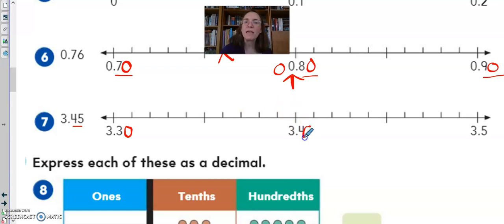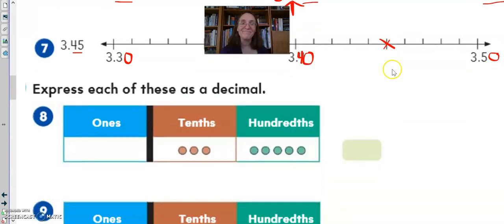Here we have 3 and 40/100ths. Sorry for writing over that. 3 and 4/10ths is the same as 3 and 40/100ths. And here we have 3 and 5/10ths, if I put a 0 there, and 3 and 50/100ths. So I'm trying to figure out 3 and 45/100ths. It's got to be bigger than this one. And I'm going to put the X right there, because I know that extra long line, it's that halfway point.